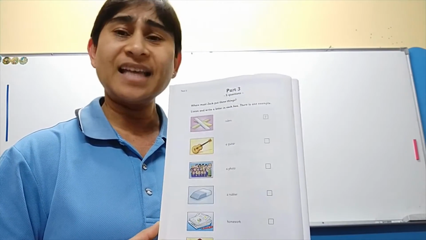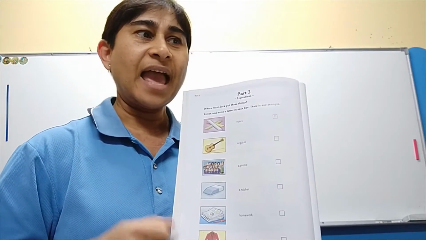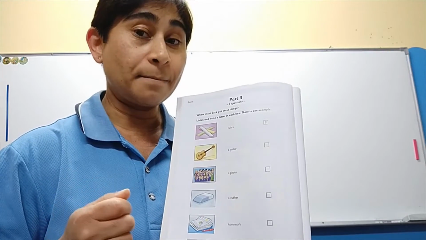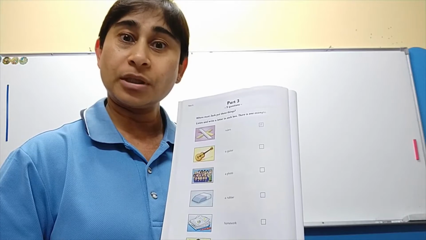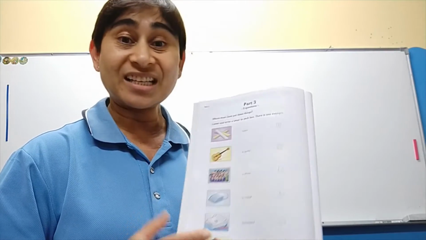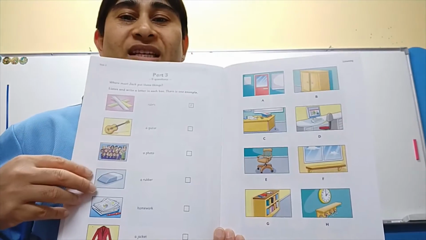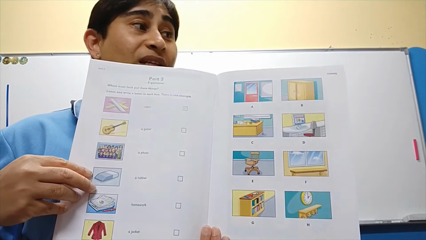And Jack says, yes, I've got them. I've got the rulers. And the teacher says, well, can you please put them by the window? Put them by the window. And Jack says, okay. By the window. So where do you see the window? Yes, can you see that? The window?